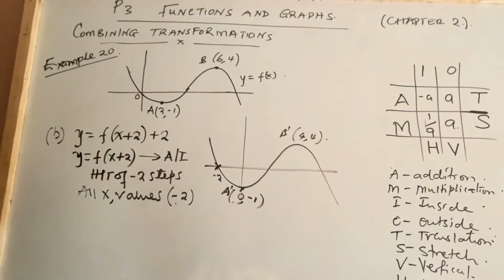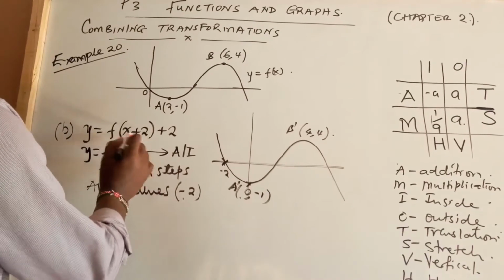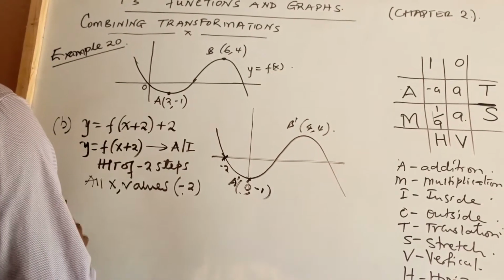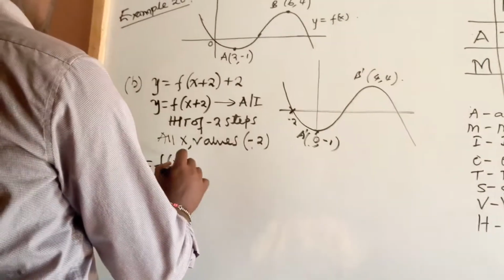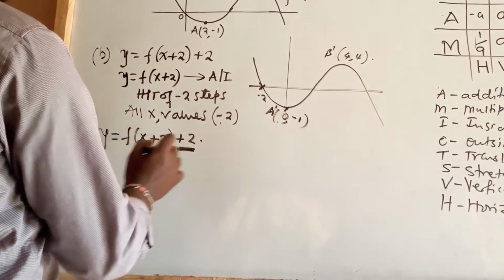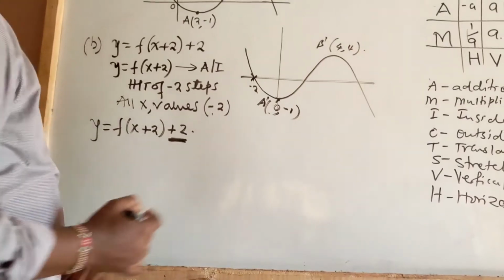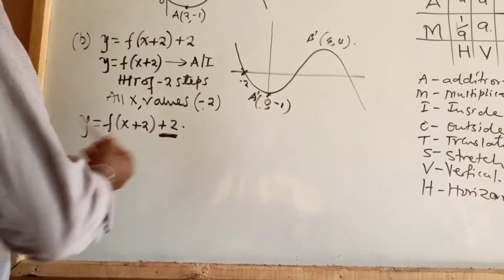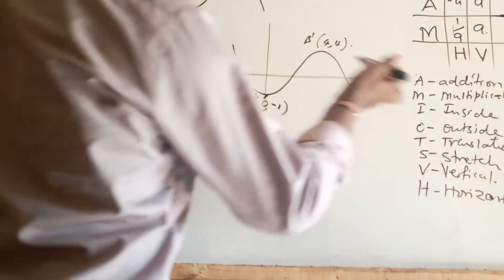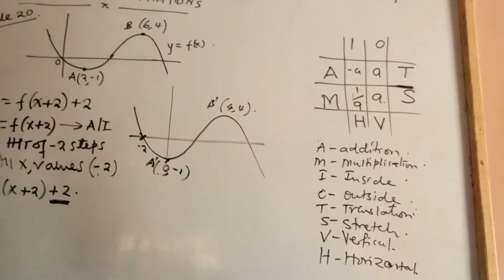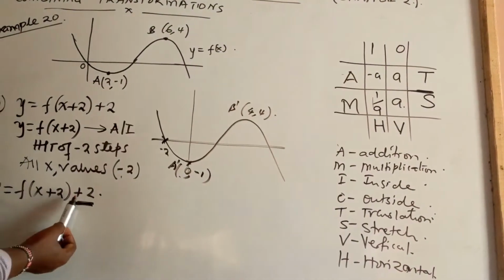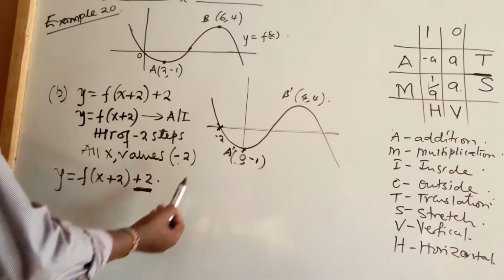Having done that, we are through with the first part of the transformation. Now, what about y equals f(x plus 2) plus 2? Now we are looking at the addition of 2, but this time outside the bracket. The summary of this, with a different color, is just going to be seen from the Mayo table, meaning that there is addition but outside. This 2 is added, but it is outside the bracket.